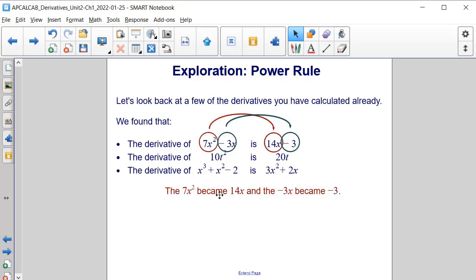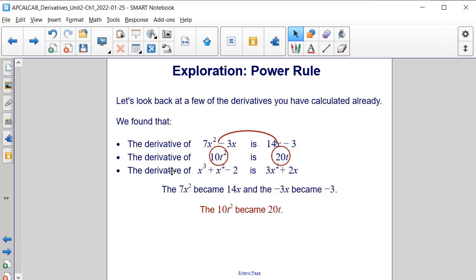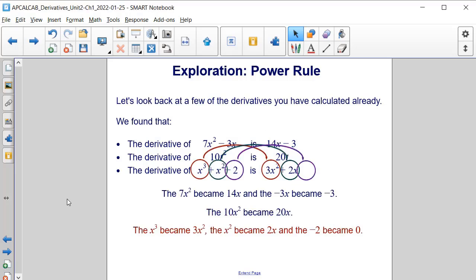Notice that the 7x squared became 14x, and negative 3x became negative 3. In our second one, 10t squared became 20t. In our last one, the x cubed became 3x squared, the x squared became 2x, and the negative 2 became 0.